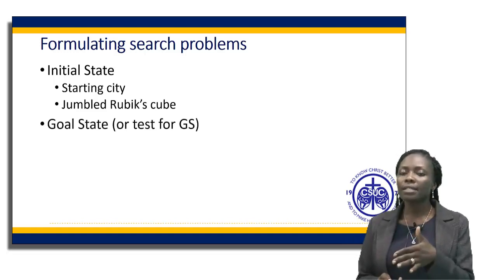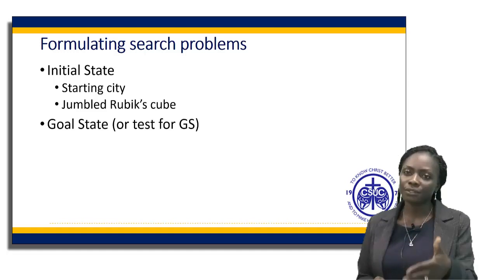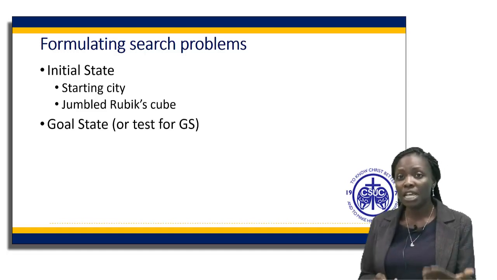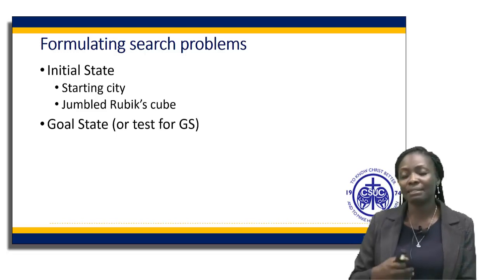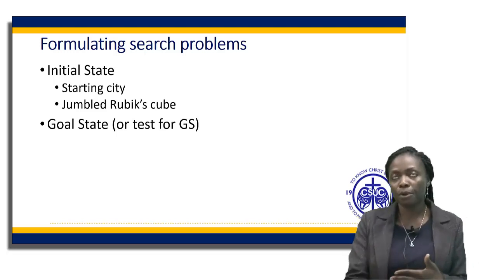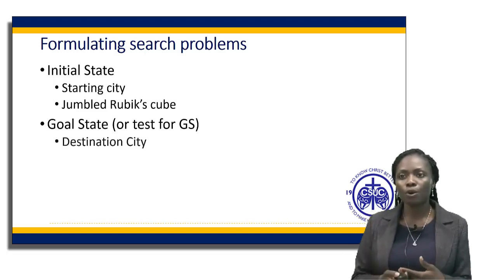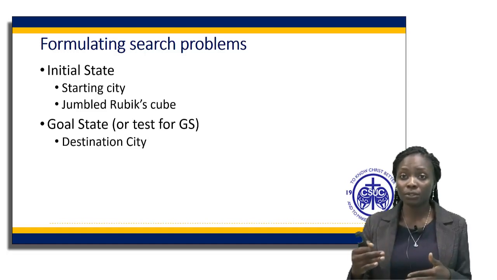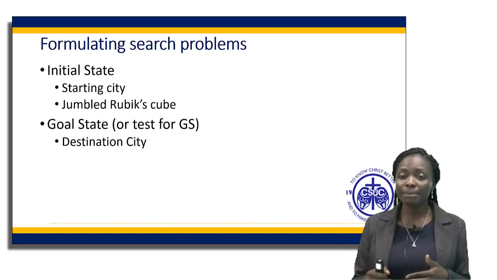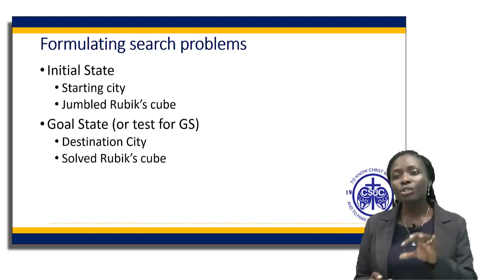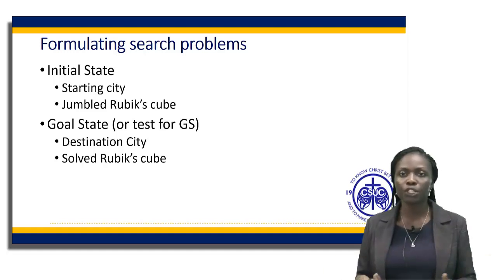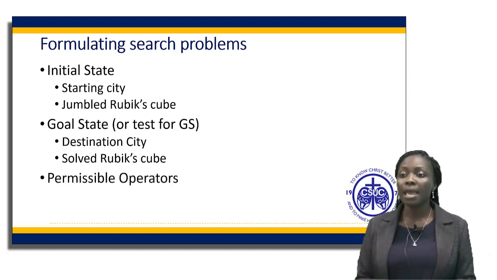Now the goal state is going to be the end result that we want to achieve. So the place that we want to reach, the place that we want to be at the end of solving the problem, that becomes our goal state. So again, in the question of the traveling salesman, the destination city becomes the goal state, and the solved Rubik's Cube becomes the goal state of any Rubik's Cube that we want to work on.